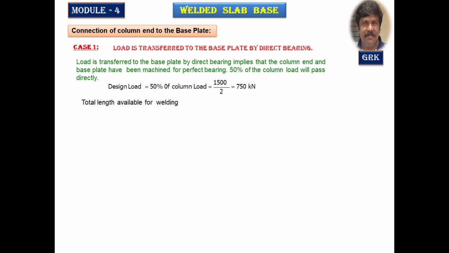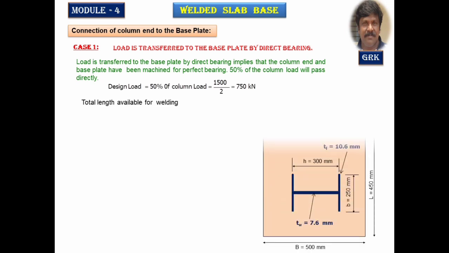Now let us first understand what is the length of weld that is available here. We are going to weld it here to the outer face of the flange, the inner faces of the flanges, and the web portion. Like this we are going to weld all around the periphery of the column section.